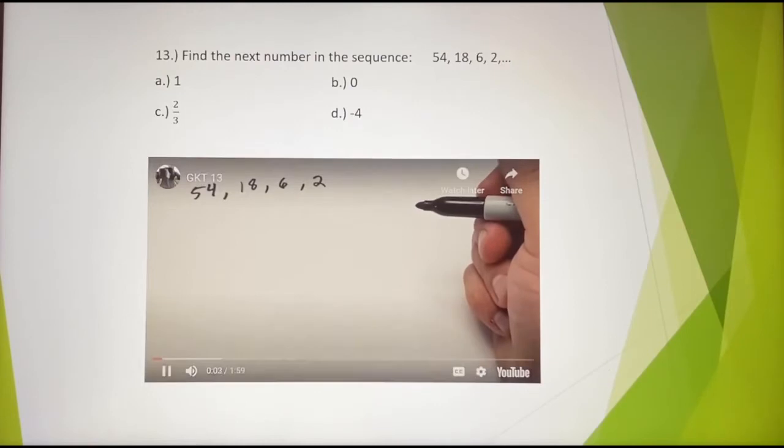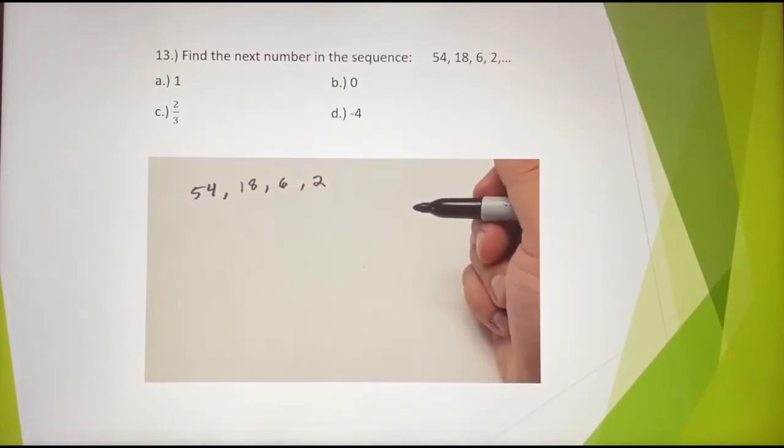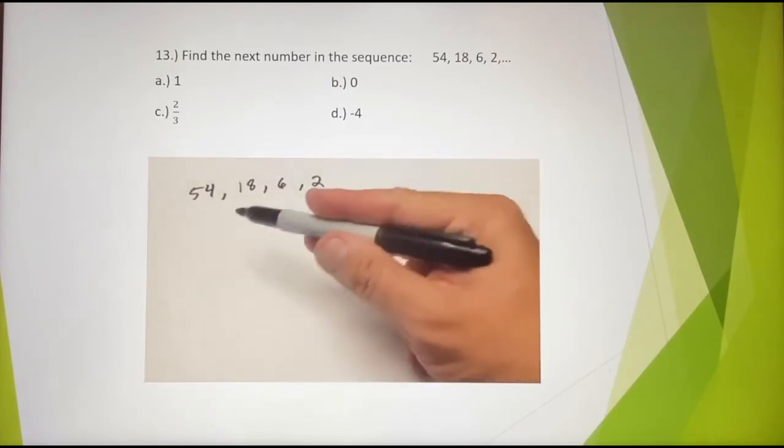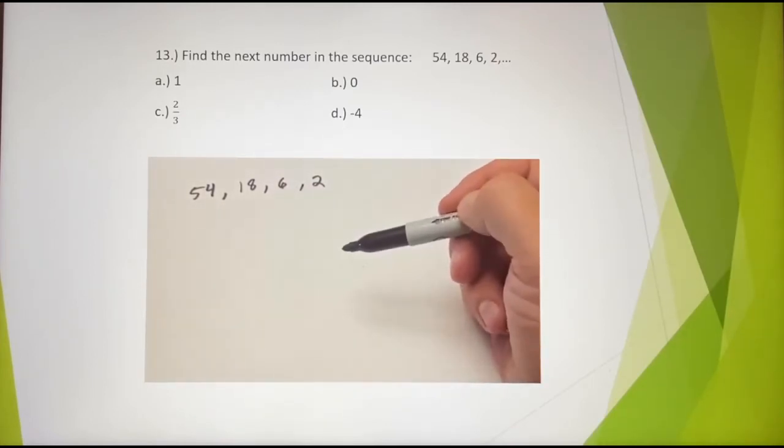Okay, we need to find the next number in this sequence. And so the two types of sequences that are most common are going to be either an arithmetic sequence or a geometric sequence. The arithmetic sequence is going to be when the next number in line is found by either adding or subtracting the exact same thing each time. So we can look at this problem and tell that the numbers are getting smaller, but they're not getting smaller by the exact same number.